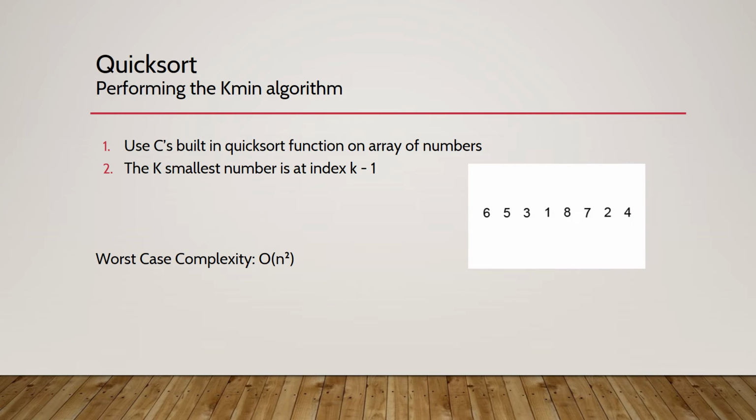Our final algorithm is C's built-in quicksort. Once again, a simple quicksort is shown as a visual. In order to find the k-min, you begin by using C's built-in quicksort to order all of the numbers in any given array. After the numbers have been ordered, we know that the k smallest number will be at index k minus 1 in the newly sorted array. The worst case time complexity of quicksort is big O of n squared, and this is because the performance is directly proportional to the square size of the input data, or set n.